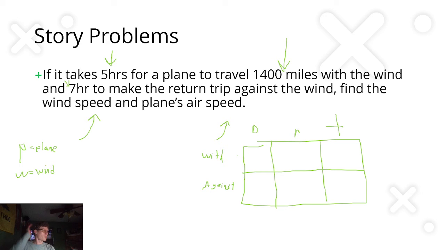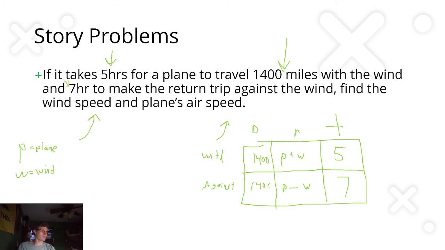So with the wind, we know that our rate is the plane speed plus the wind speed, because if we're traveling with the wind, it adds to our rate of speed, okay? On the flip side, being against the wind, it'll be the plane speed minus the wind speed, all right? So the time is 5 going with the wind, and going against the wind is 7. And then we know our distance for both is 1,400.